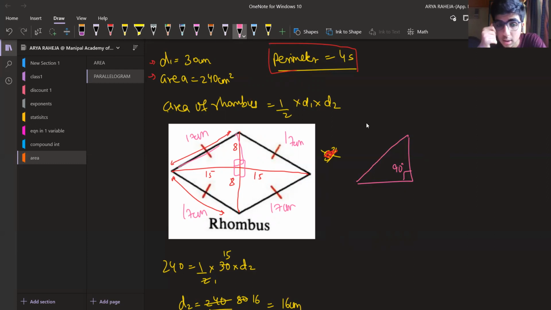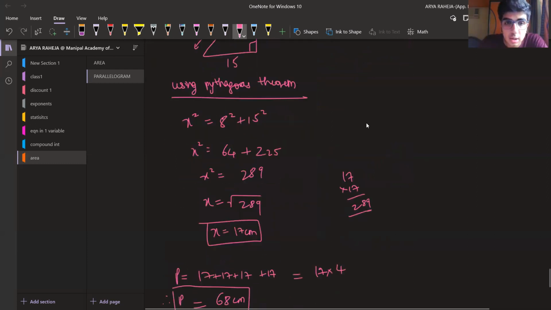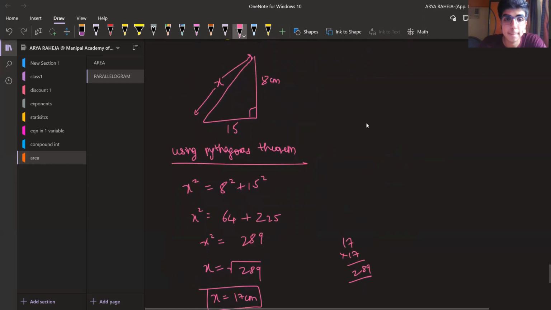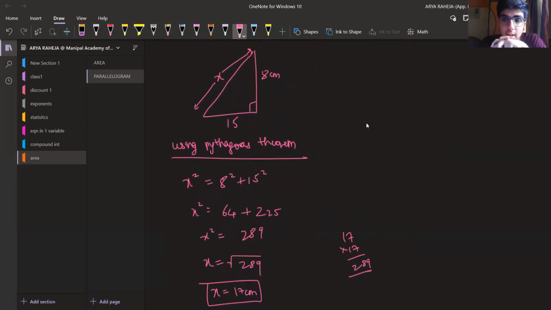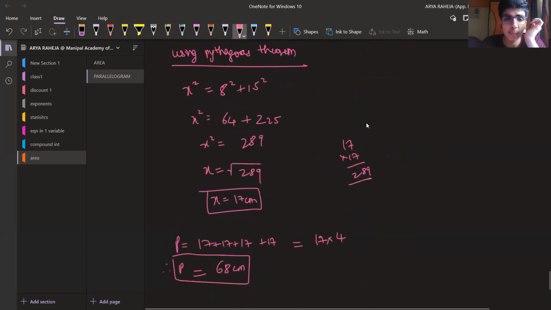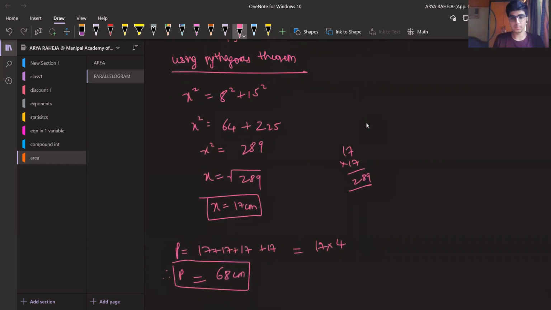Yes, sir, can you scroll down? Okay, more, everyone down. Copy this. Okay, yes, it is only till here. So in the end you can write therefore perimeter of rhombus is 68 centimeters. This is the answer.